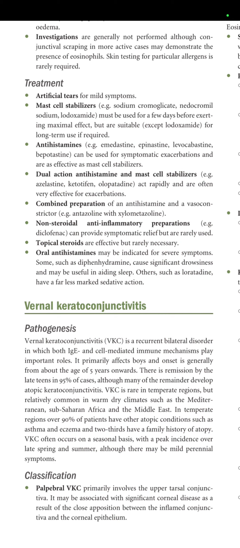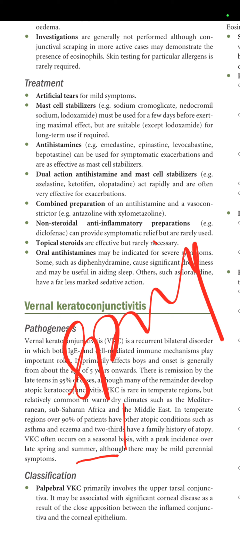VKC is rare in temperate regions but relatively common in warm, dry climates such as the Mediterranean, Sub-Saharan Africa, and the Middle East. In temperate regions, over 90% of the patients have other atopic conditions such as asthma and eczema, and two-thirds have a family history of atopy. So basically, in temperate regions it is rare, but in those cases, most are associated with asthma, eczema, and a family history of atopy. VKC often occurs on a seasonal basis with a peak incidence over late spring and summer, although there may be a mild perennial symptom. So it occurs and exacerbates in the spring and summer season.